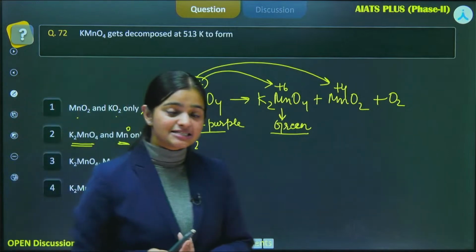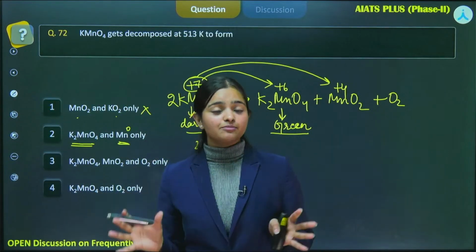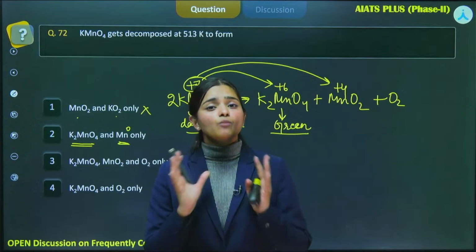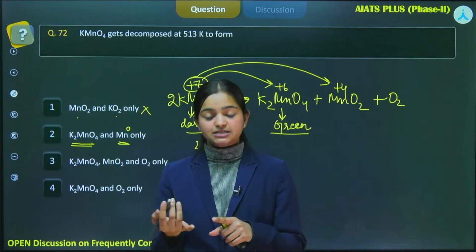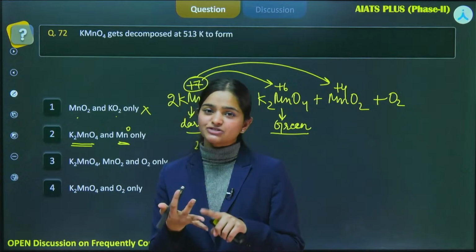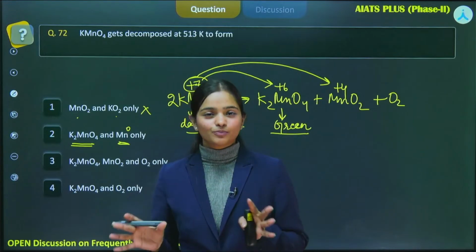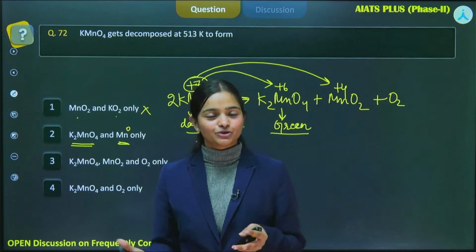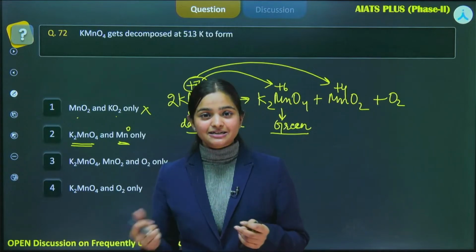Because in the 3D series, manganese shows variable oxidation states, in fact the most number of oxidation states, that is +2, +3, +4, +5, +6 and +7. I hope you all know that, because this is a very well known question of NCERT or NEET rather.